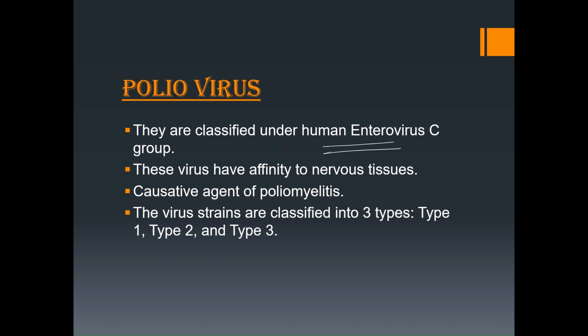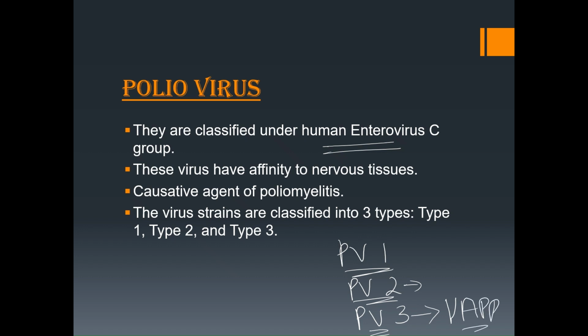Poliovirus has three types of strains. The virus is classified into poliovirus type 1, poliovirus type 2, and poliovirus type 3. Poliovirus type 1 is the most commonly seen in epidemics. Poliovirus type 2 is the most antigenic, and also the most easily eradicable. And poliovirus type 3 can be associated with vaccine-associated paralytic poliomyelitis, which is a serious condition, but very rarely seen.